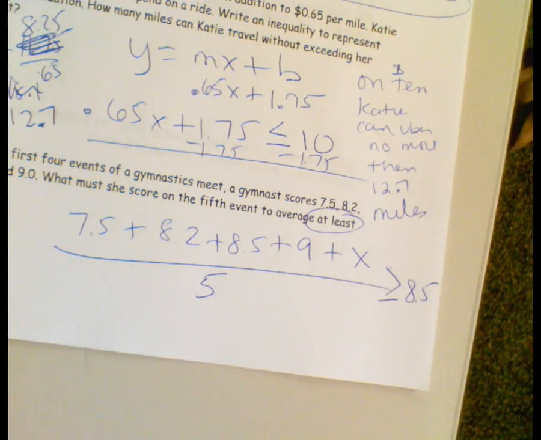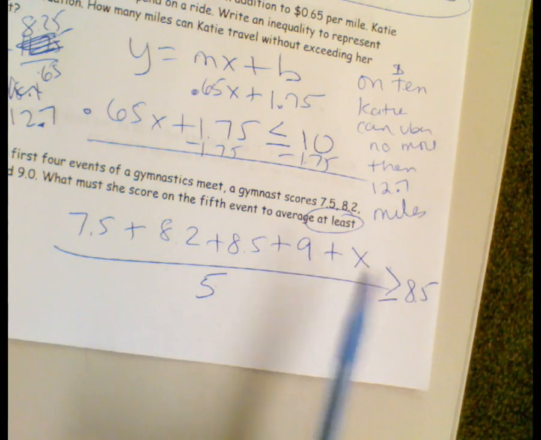So for her to move on to the gold round, she's got to have at least an 8.5, basically, or she's not moving on to the gold round. So what does she need on this 5th event to make sure she gets to the gold round? Does this make sense to you guys?